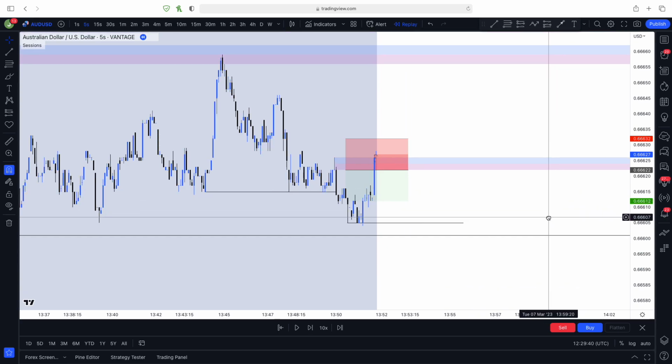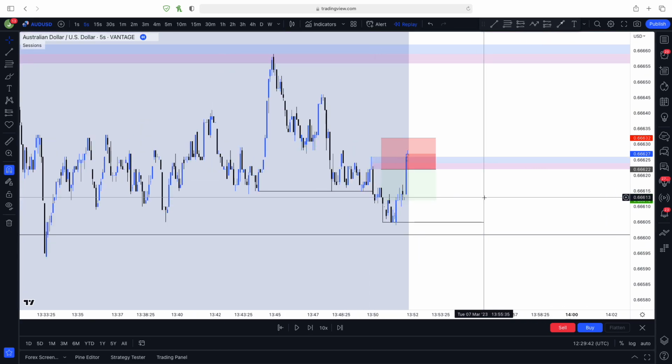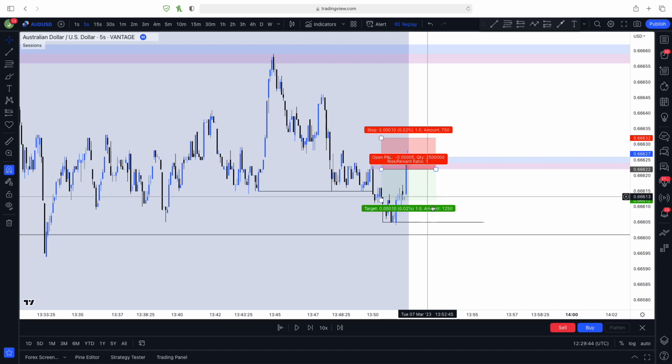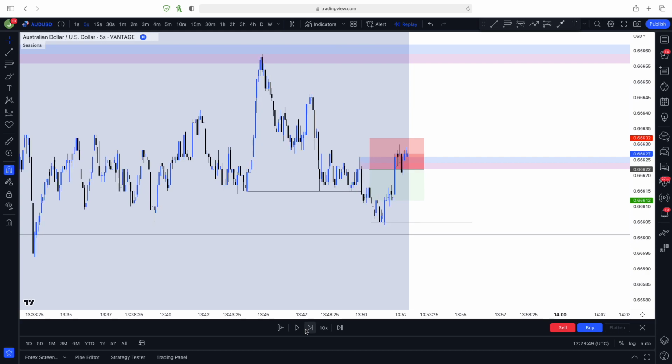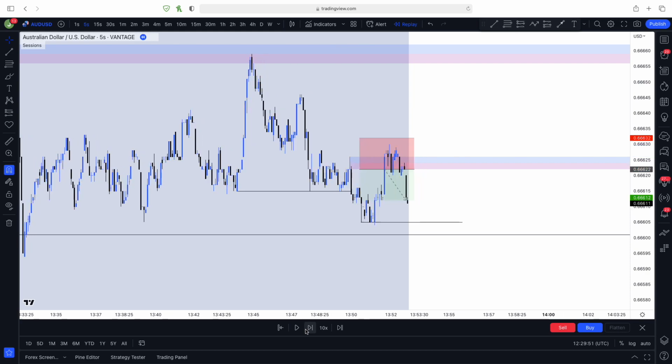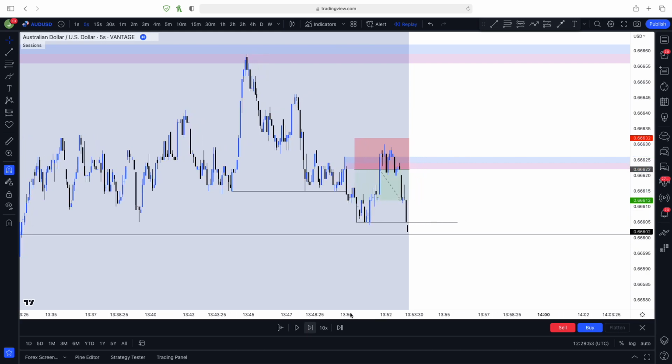Okay, so at this point here, we're triggered in, and now all we're waiting for, very simple, we either get stopped out or we go break even. Okay, let's continue to play. It was quite a close one, to be fair, with the stop loss. We did get a little wick or whatever you want to call it above, but at this point here, we go break even. We go break even.